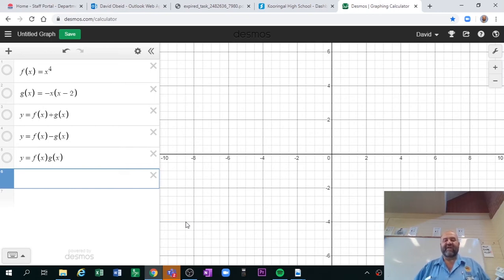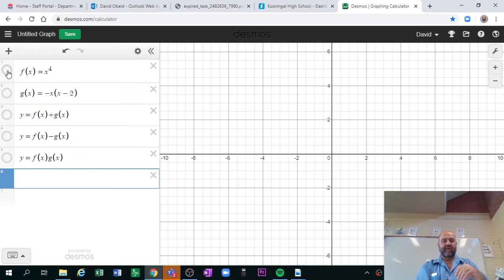G'day folks, I've been asked to explain some work from the Cambridge Preliminary Maths Extension 1 Exercise 5D. Specifically, what I've been asked to do is to look at how we add, subtract and multiply ordinates.